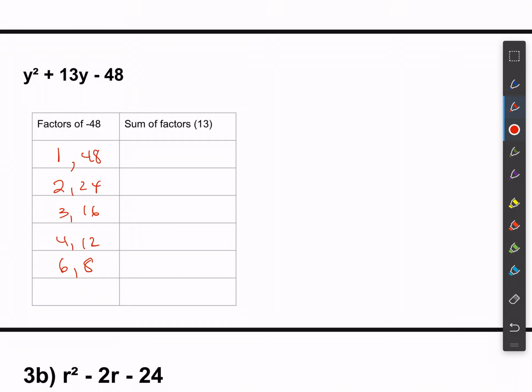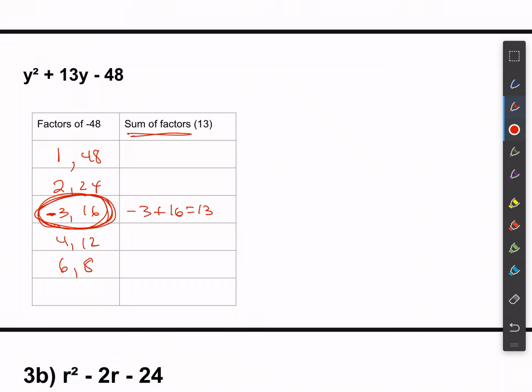If one of these does not work, we'll keep going. But I think I see one that's going to work here. I need a 13 as my middle term, and I see that I can get a 13 here. 16 minus 3 is 13. Okay, so this one's going to work. If I sum the factors, negative 3 plus 16 gives me 13. Okay, so that's why I chose the negative 3 there.